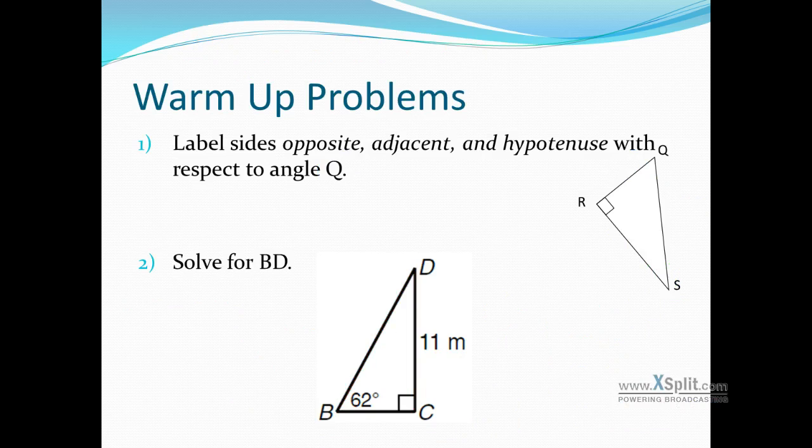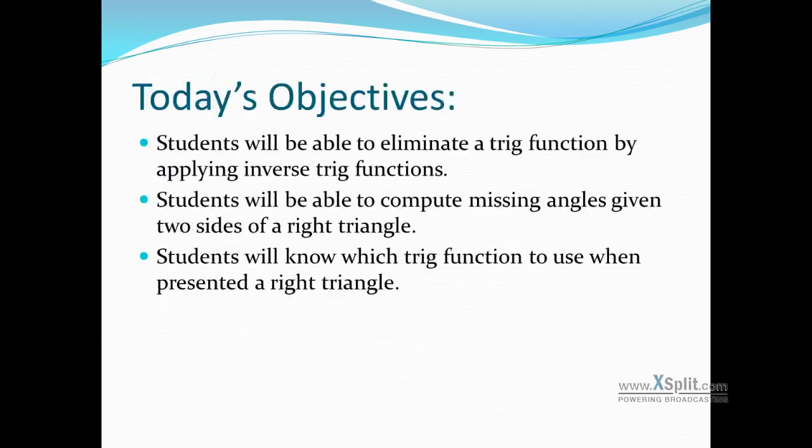Today, we're going to extend our knowledge of trigonometry. Last time we did trig, finding missing sides. Today, we're going to find missing angles. Goals for today: by the end of today, you're going to be able to eliminate trig functions by applying inverse trig functions. You'll be able to compute missing angles given a couple of sides, and you'll be able to know which trig function to use in which situation.